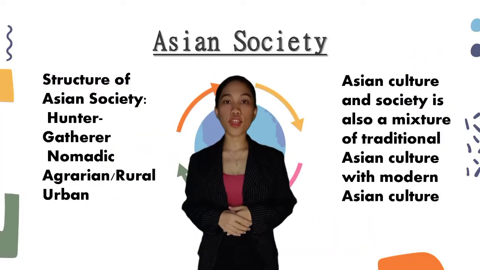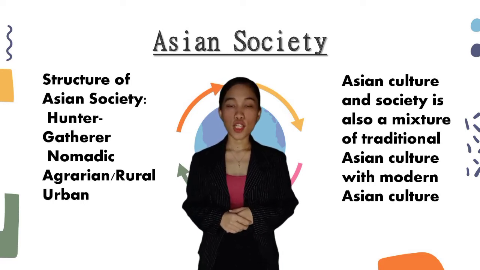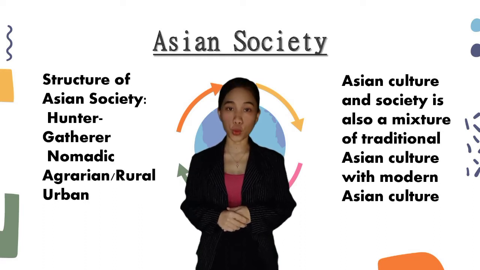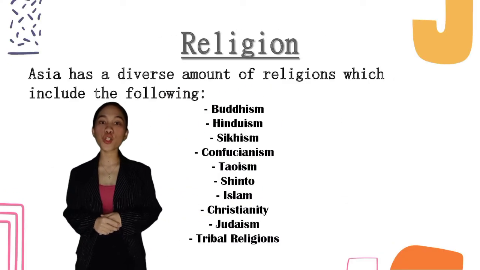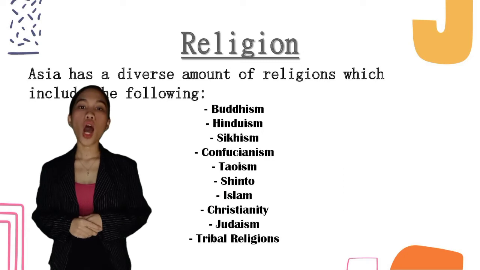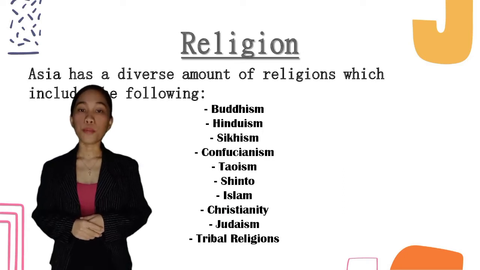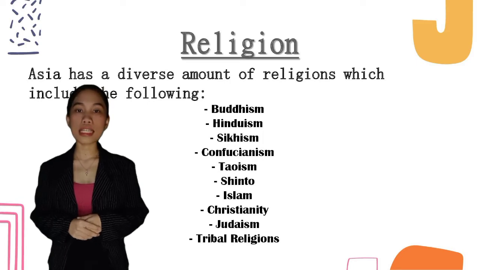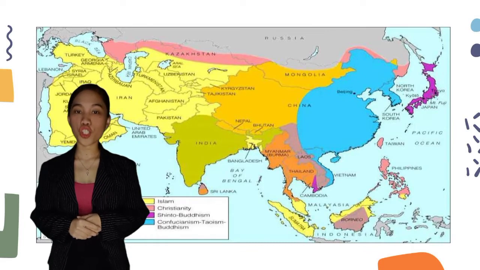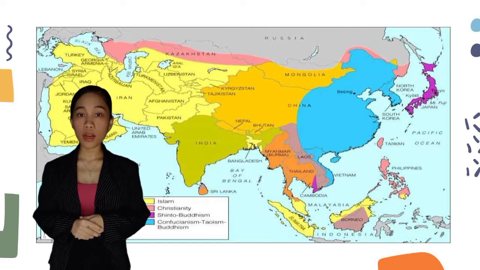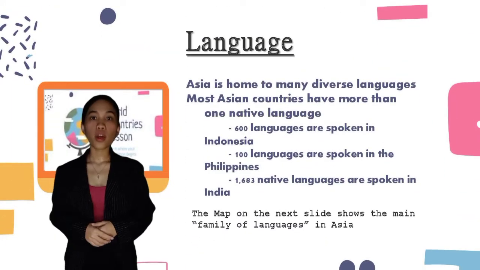Also in Asian society, the hunter-gatherer, nomadic, agrarian, rural, and urban is a structure of Asian society. Traditional Asian culture and modern Asian culture coexist in Asian culture and society. And in terms of religion, Asia is a home of a wide range of religions including the following: Buddhism, Hinduism, Sikhism, Confucianism, Taoism, Shinto, Islam, Christianity, Judaism, tribal religion.